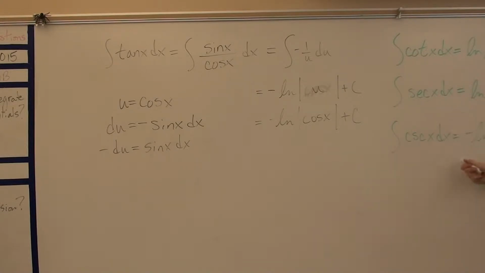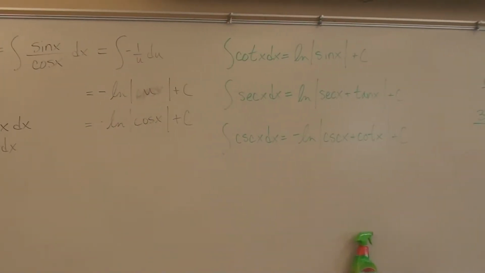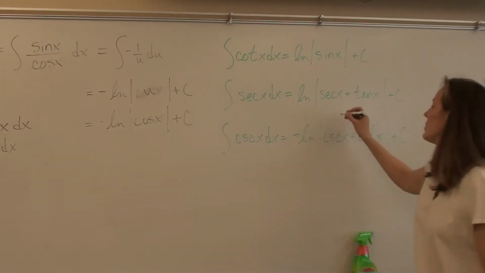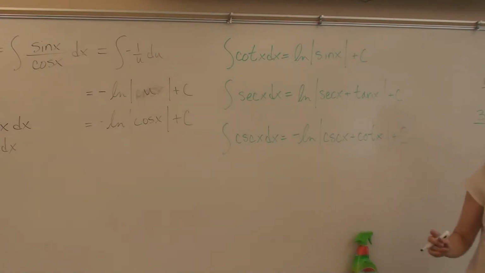Here's how I remember secant and cosecant. What's the derivative of secant? Secant x times tan. Secant tangent, right? Hey, it's the same functions in here. So the derivative of secant is secant tangent. The integral of secant is the natural log of the absolute value of secant plus tangent. So it's different, but it helps you remember.